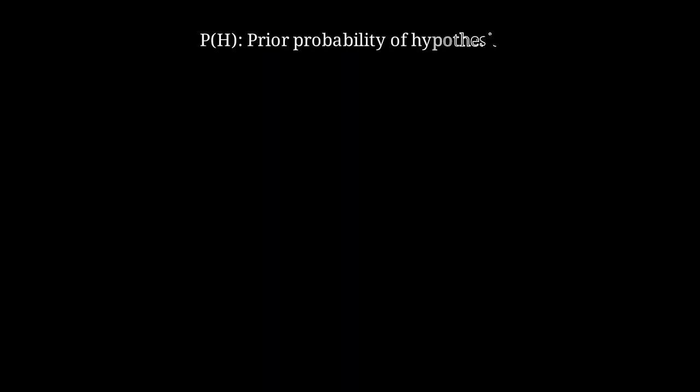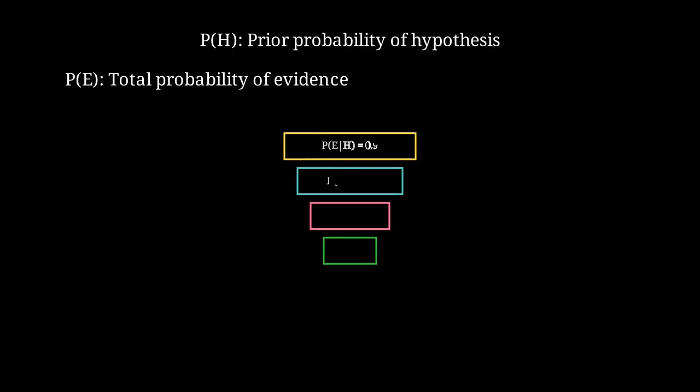P of h is our prior belief about how likely this hypothesis is before seeing evidence. P of E is the overall probability of observing this evidence under all possible explanations. Here's a numerical example. If the likelihood is 0.9, prior is 0.3, and evidence probability is 0.4, then posterior probability is 0.675. How do we implement abductive reasoning in computers?